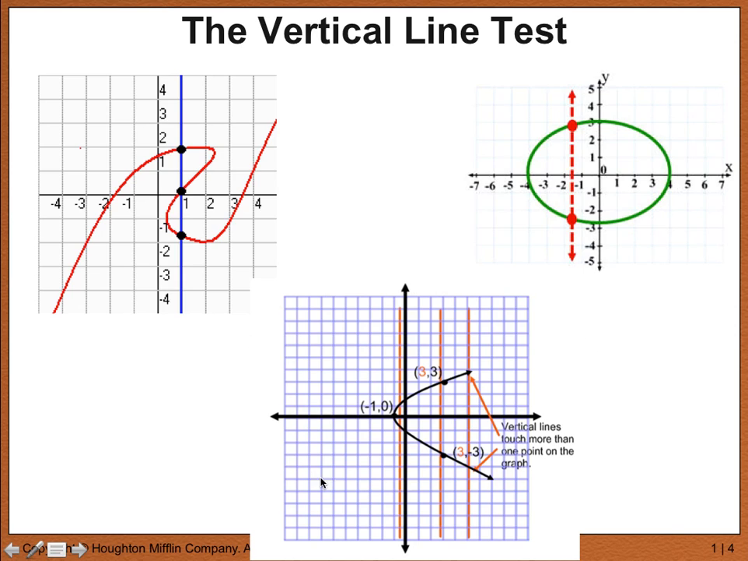And finally, sideways facing parabolas, which you also saw in chapter 10. Those are not functions. They are relations, but they are not functions, because for each element in the domain, there can be more than one element in the range that is mapped to it.